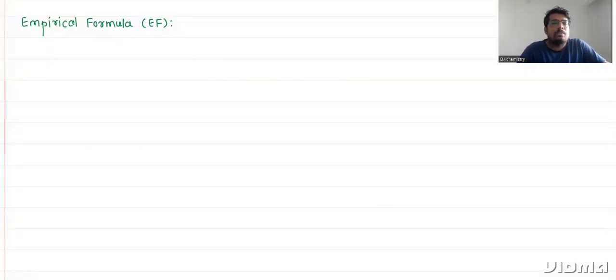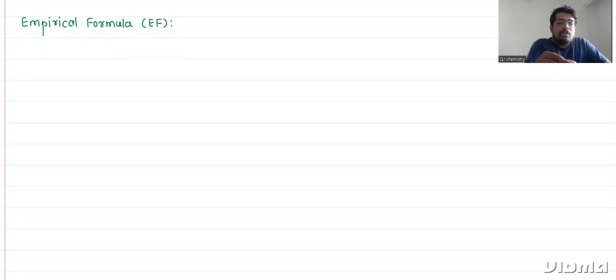Hello guys, so today's topic is empirical formula and molecular formula. In this topic we are going to discuss what is the difference between empirical formula and molecular formula, and then we'll solve the questions based on empirical and molecular formula relations. So let us start with the empirical formula.